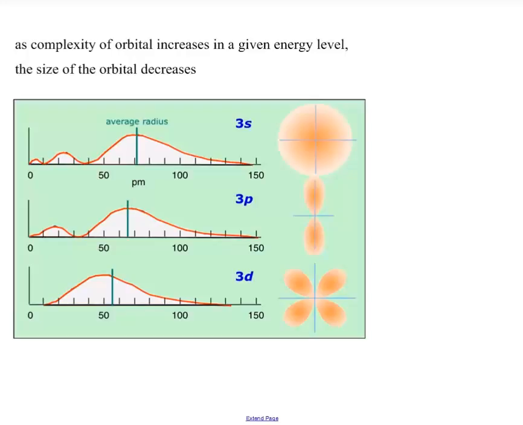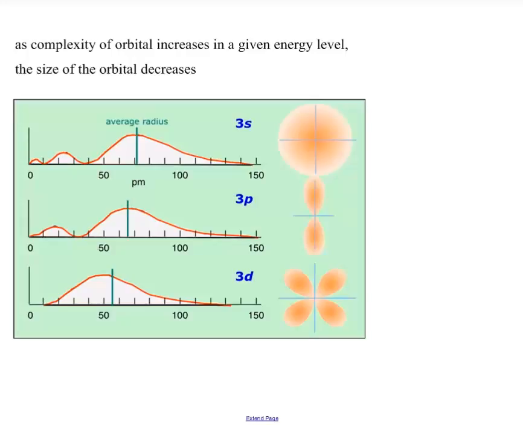If we take a look at the d orbital, more complex yet than the p orbital, again, that 90% probability, that average radius for the electrons in the d orbital is to the left even more. Also, if we look at it, the third energy level, 3s, it's the third time we see this s orbital. So we have 3 bumps in our probability graph. 3p orbital, it's the second time we see a p orbital. We saw it the first time in the second energy level.